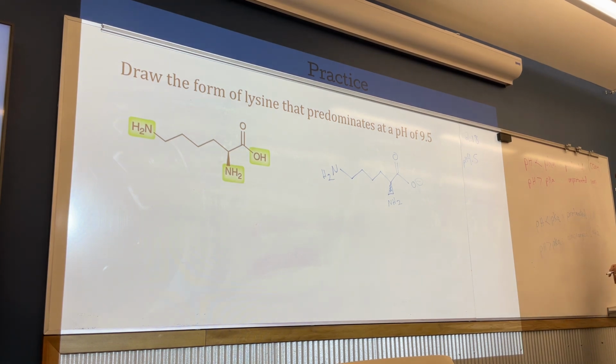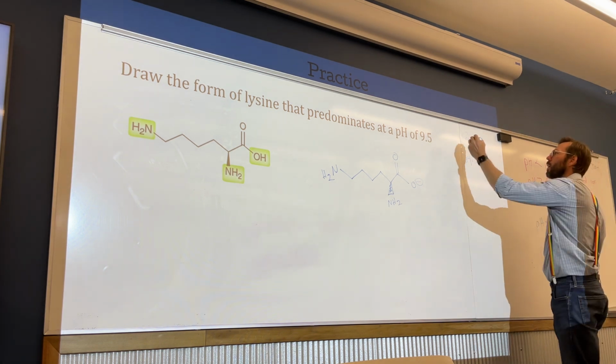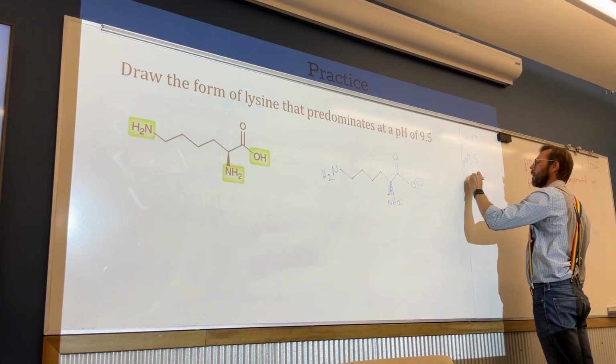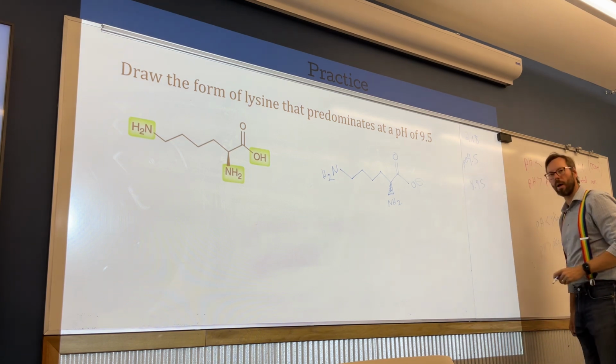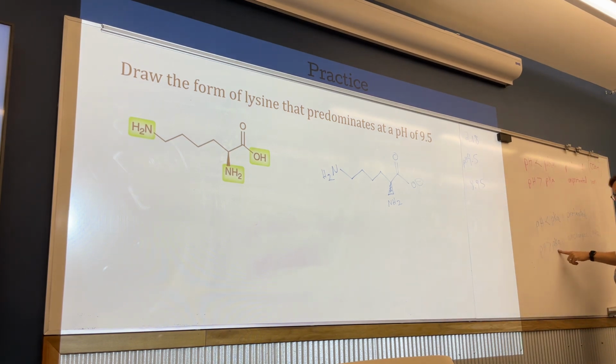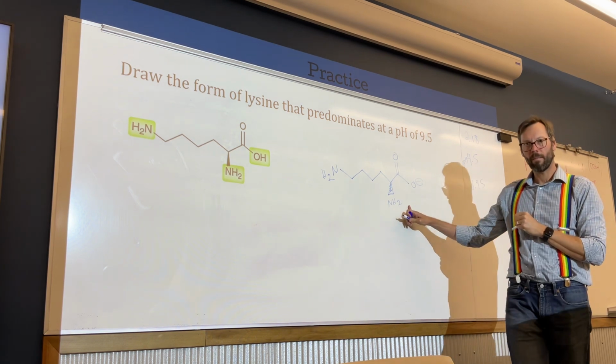For the amine group, if the pH is less than the pKa, you get the protonated form, so the NH3+. If pH is higher than pKa, we get the uncharged, just the NH2 off of that R group. So what is the pKa2 for the amine group? It's 8.95. All right, so pH is greater than pKa, so we're going to stay as it is.